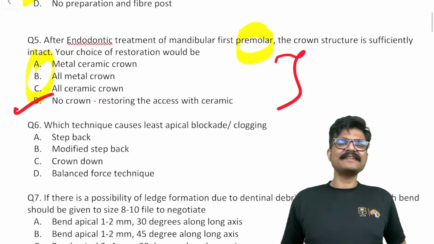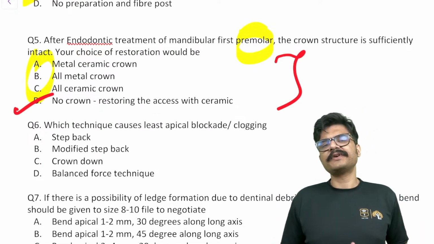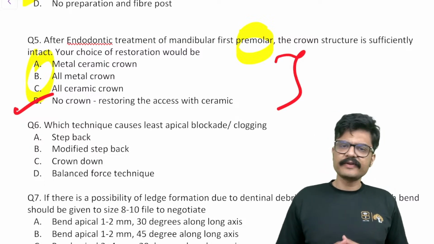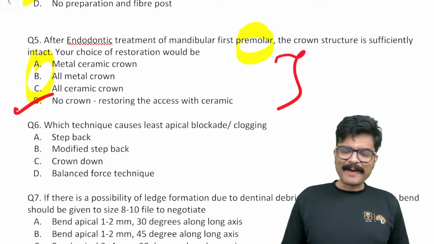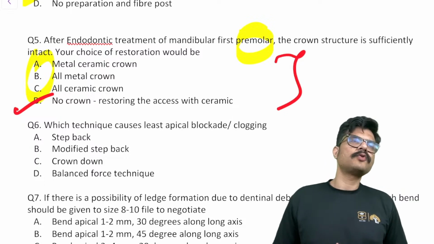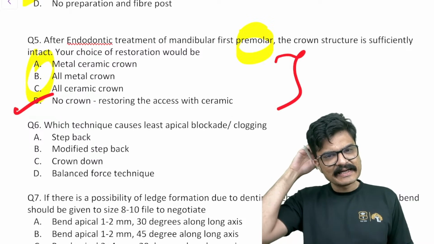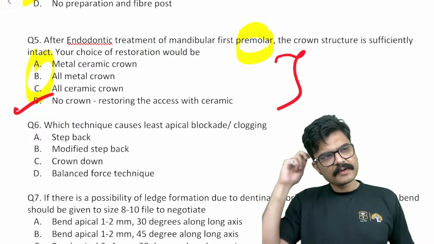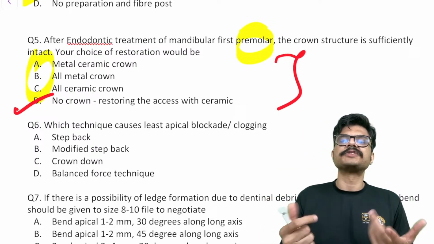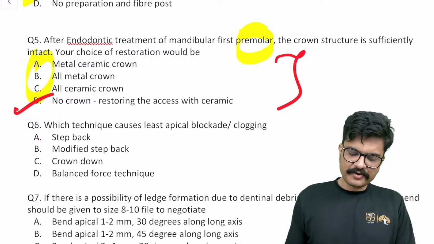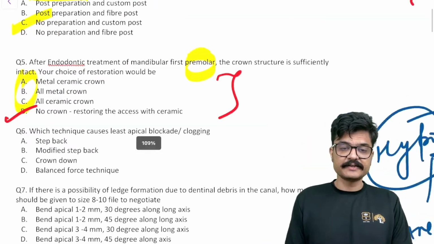Which technique causes least apical blockade or clogging? In 1985, Roane et al. came up with the balanced force technique. Balanced force technique is a very mathematical and a very technical way of doing watch winding, right? So what do you do in balanced force? First of all, the answer is balanced force.